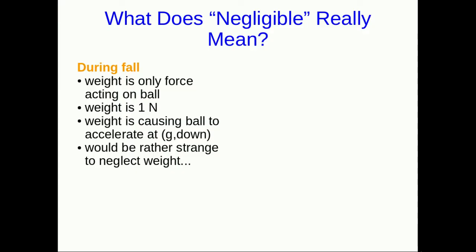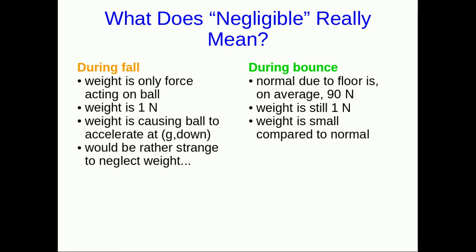So let's just look at that argument again. During the fall, the weight is the only force acting on the ball. It's 1 newton, but it is what is causing the acceleration of the ball. It's the only thing causing the acceleration of the ball, and so it would be very strange if we were to neglect it. But during the bounce, things are different. Now the normal force due to the floor is 90 newtons on average. The weight is still 1 newton. Now, notice the weight hasn't changed, but we can neglect it because it is so small compared to the normal force.